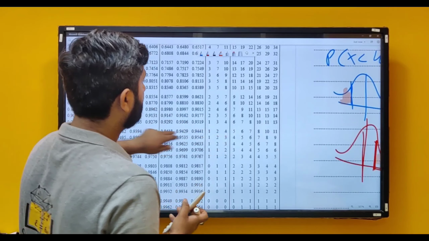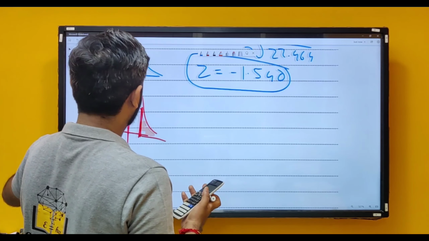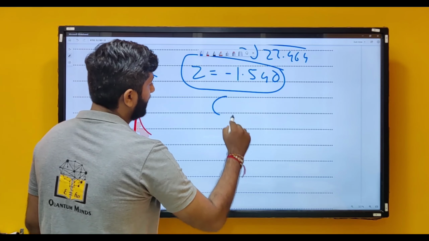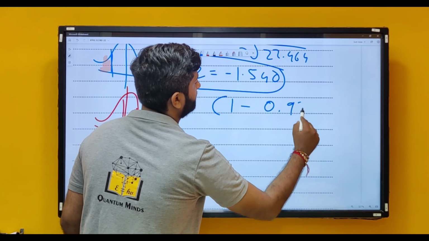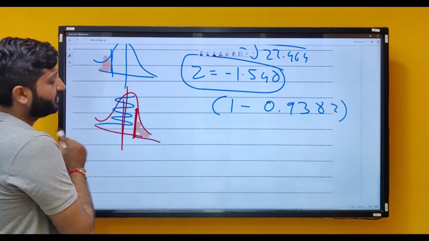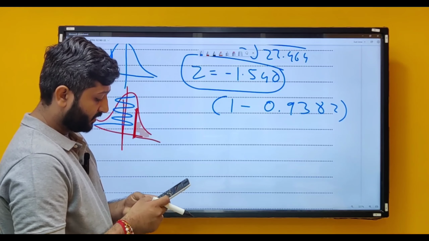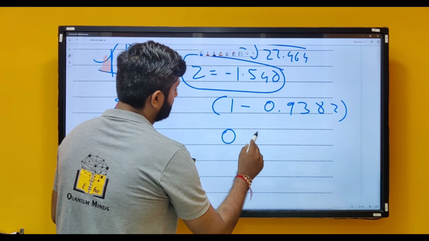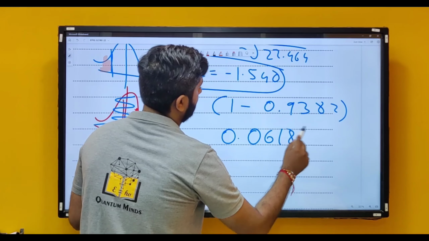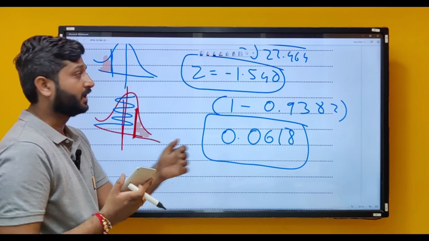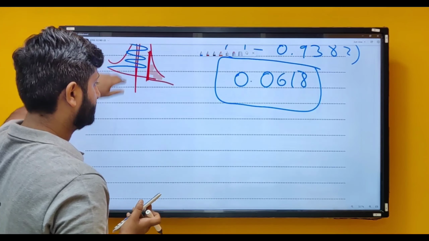0.9382, right? So the probability is 1 minus 0.9382. Why 1 minus? Because this is going to give me the left hand side region. 1 minus 0.9382 is 0.0618. The final answer is 0.0618. Let us move to the next question.